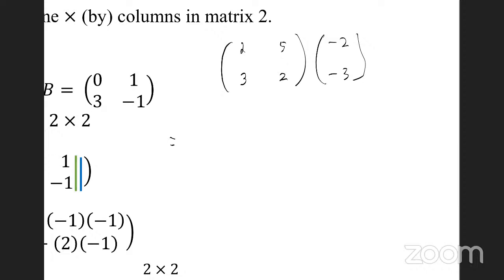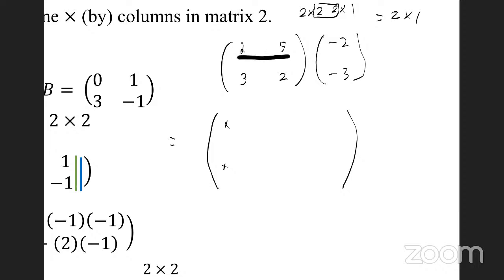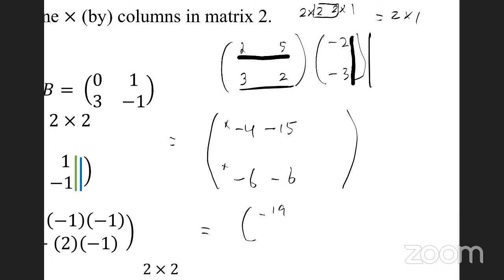Right? So check and make sure a 2 by 2 by a 2 by 1. These two answers are the same, so your answer will be a 2 by 1. So you're going to get 2 rows, 1 column. Okay? That's what your answer will look like. How do we multiply? Row by column. 2 by minus 2, 5 by minus 3. Right? Then row by column again. 3 by minus 2, 2 by minus 3. So I got minus 19, minus 12.